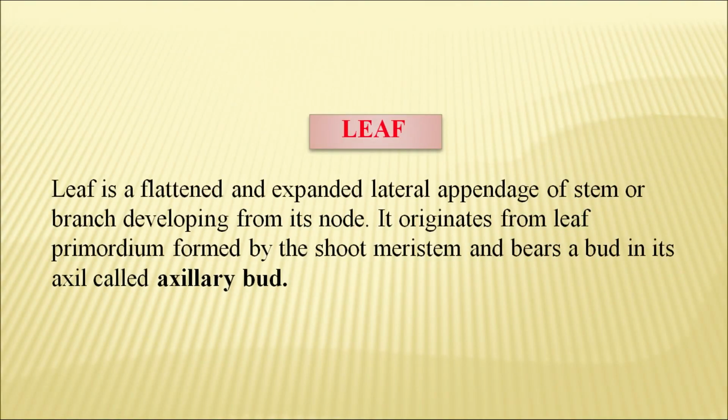So, let us move on to the leaf. Leaf is the flattened and expanded lateral appendage of the stem or the branch which develops from its nodes. We had already discussed what are nodes and what are internodes. So, leaf generally grows on a node. It originates from leaf primordium formed by the shoot meristem. If you remember, shoot has cells on the apex which have meristematic ability. Meristematic ability means they are capable of division and they bear a bud in its axil called axillary bud. From here the leaf develops, all right.